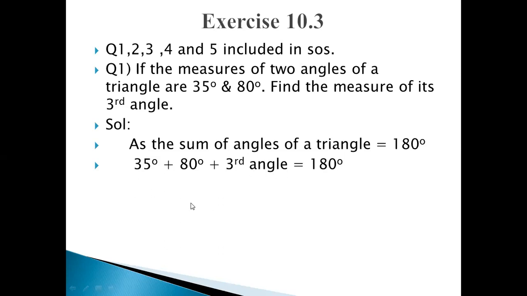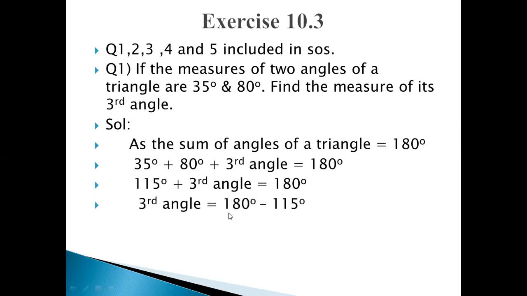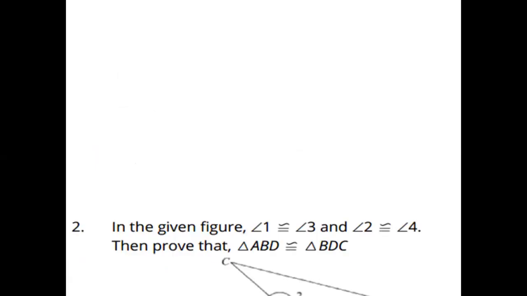Now 35 plus 80 is 115 degrees, plus the third angle. 115 degrees is positive here; shifted to the other side, it becomes negative. So the third angle is 180 degrees minus 115 degrees. So the third angle is 65 degrees. Very easy, you can easily solve it. Come to the next question.